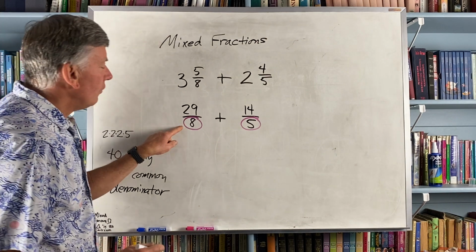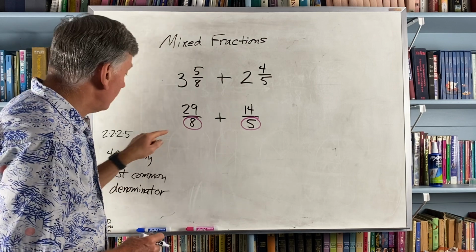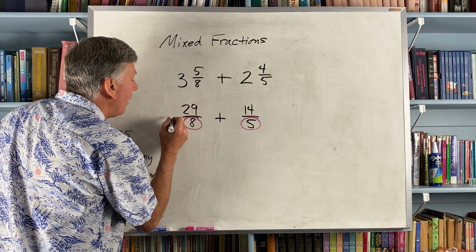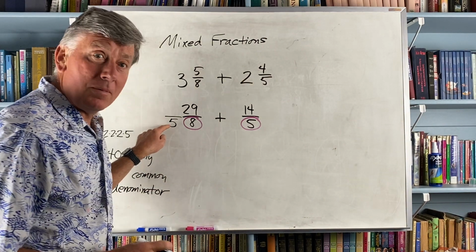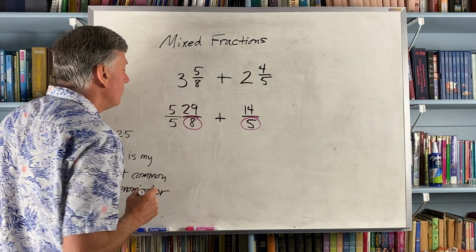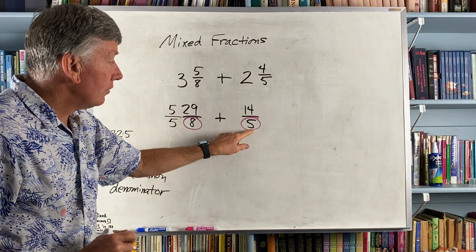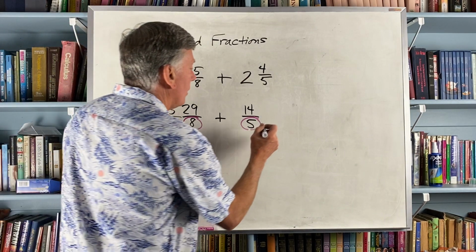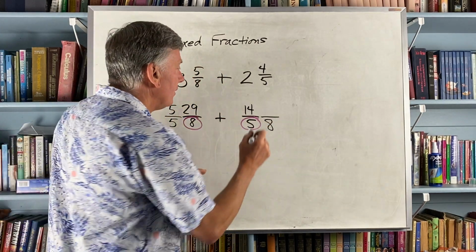So I'm going to ask myself, what do I need to multiply 8 by to get 40? Well, the answer is 5. So I'm going to multiply it times 5, but as your mom and dad can tell you very quickly, if you do it on the bottom, you have to do it on the top. Same over here. What do I need to multiply 5 by to get 40? Well, I need an 8. So I'm going to do it. But of course, if I do it on the bottom, I have to do it on the top.